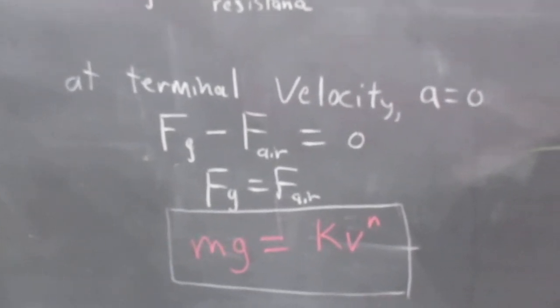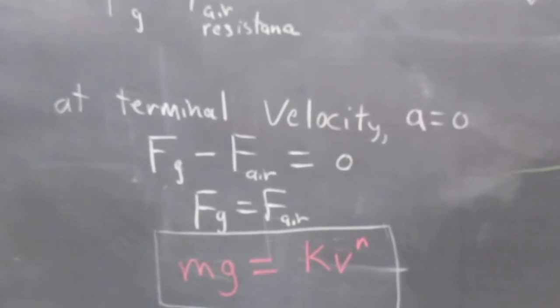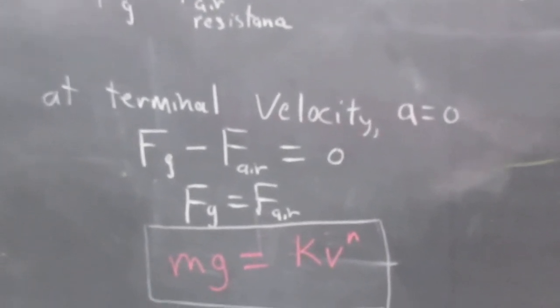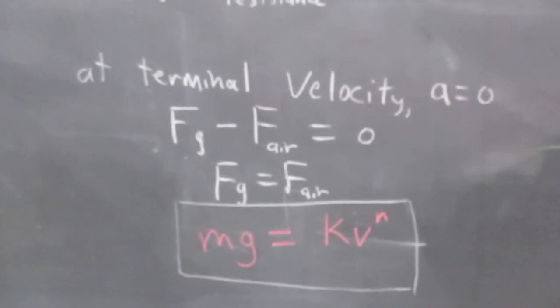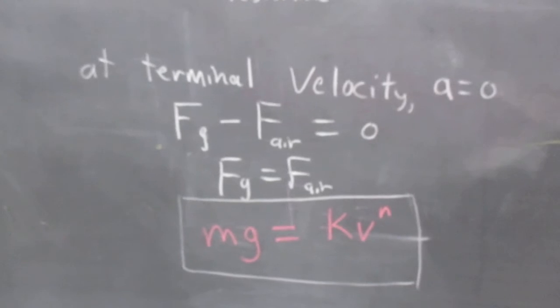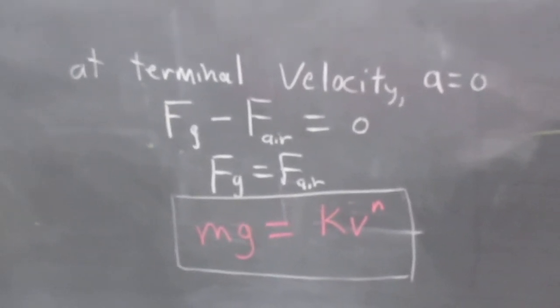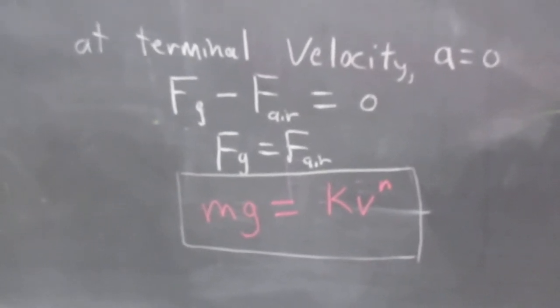We set that equal to 0, so we know that in that special case the force of gravity is equal to the force of air resistance. The force of gravity can also be described as its weight. So weight in newtons is mass times the acceleration of gravity, mg.